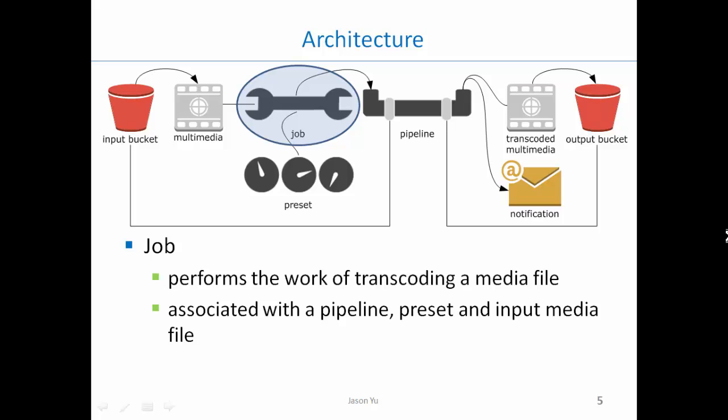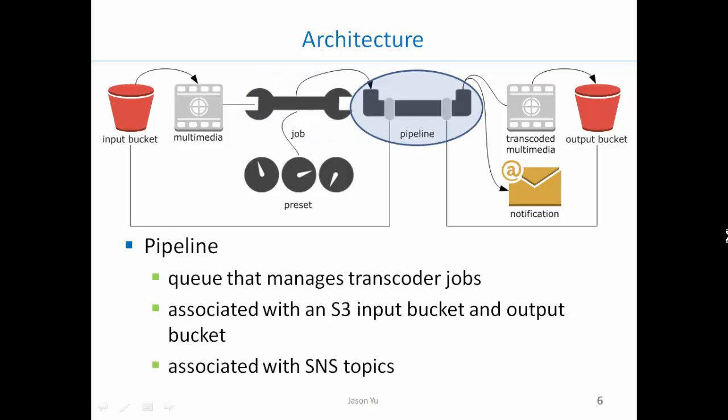A transcoder job performs the work of transcoding the media file. Each job has a pipeline, preset, and input media file associated with it. A transcoder pipeline is a queue that manages the transcoder jobs. Each pipeline has an Amazon S3 input bucket associated with it, where a job gets its input media file from, and it has an output bucket associated with it, where a job puts the transcoded media file in.